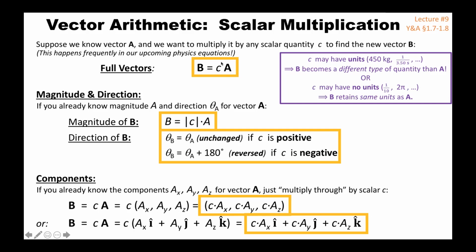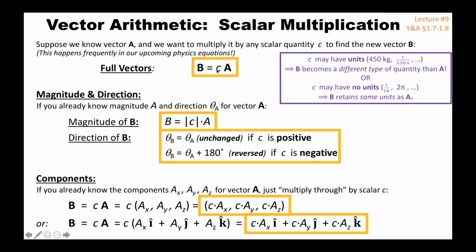For example, if the old vector had units of meters and we multiply by 1 over seconds, then our new vector is going to have units of meters per second, or distance over time. So in other words, we could have taken a displacement vector, multiplied by 1 over time, and wound up with a velocity vector. So it's very possible.